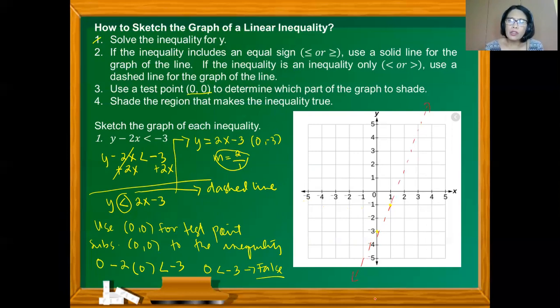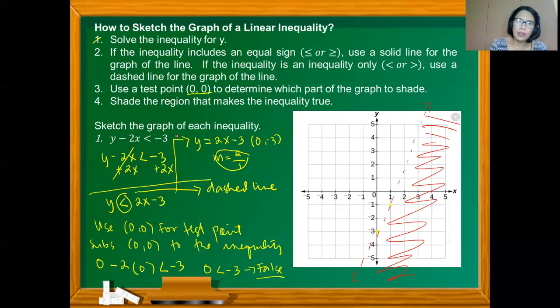And then the shaded region: (0, 0) should not be in the shaded region since we came up with a false statement here. So this should be the shaded region. And this is the graph of this inequality.